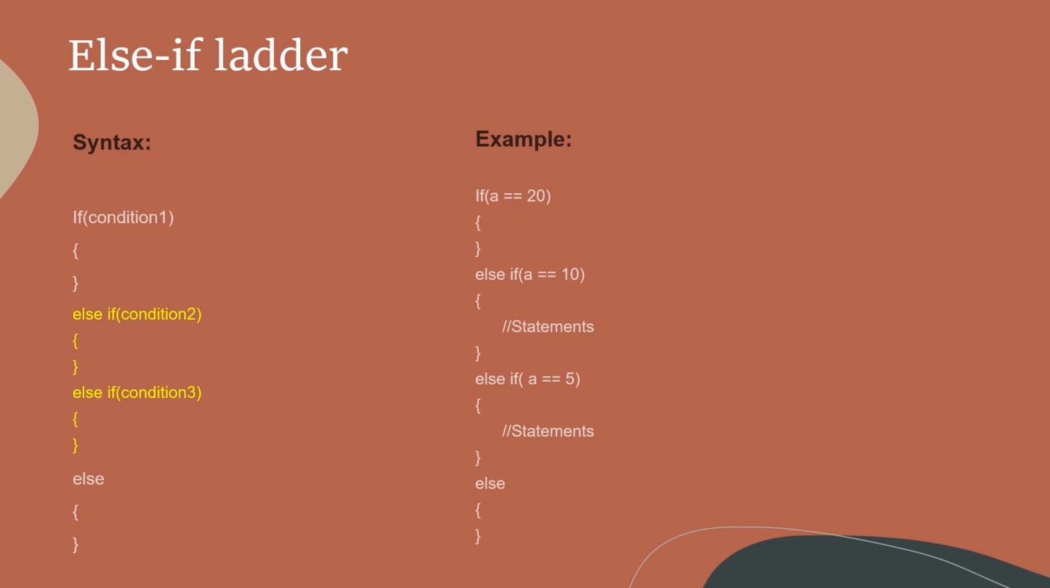And for example, let's say that we are giving a value of 30 to A, and then we are trying to run this program. Then what would happen is, since all the three conditions are not satisfied, that means A is not equal to 20, A is not equal to 10, and A is not equal to 5, it will go into the else block, and whatever is there in that else block will be executed. That is how else if ladder works. So now let's move on.